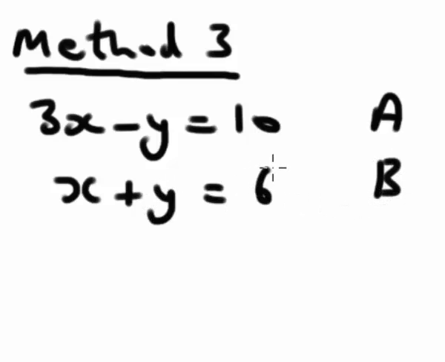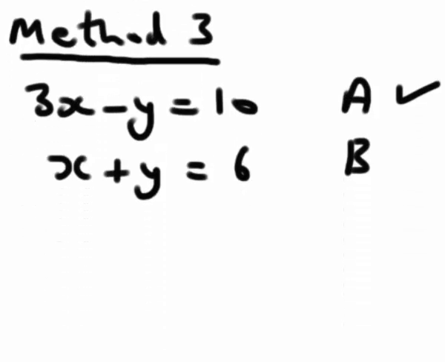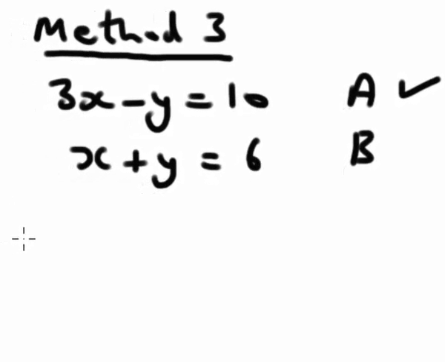Now what you can do is pick any of the equations and solve for one of the variables. So let's pick equation A and solve for y. There's a whole lot of options here. There are 4 things you could have done. In equation A, you could solve for x or y. In equation B, you can solve for x or y. But let's take equation A, and we're going to solve for y.